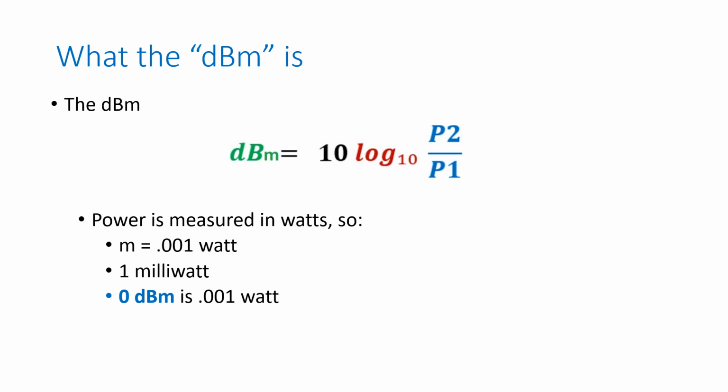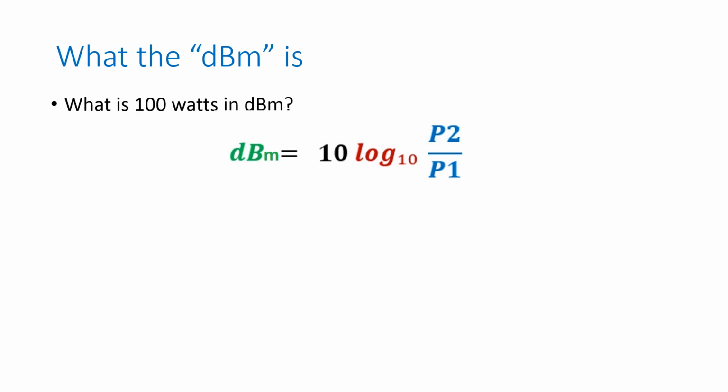So 0 dBm is 1 milliwatt. That is to say, 1 milliwatt is 0 dBs away from itself. So 0 dBm is not no power, it's 1 milliwatt.